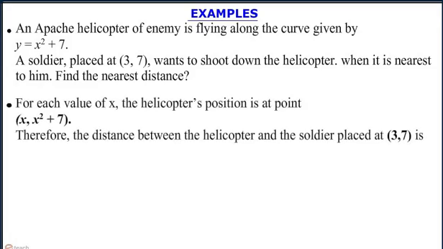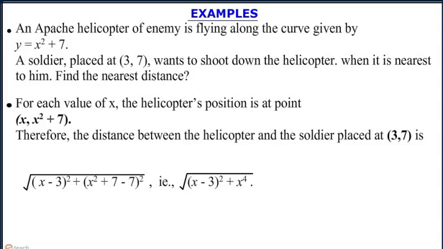Solution. For each value of x, the helicopter's position at a point is (x, x square plus 7). Therefore, the distance between the helicopter and the soldier placed at (3, 7) is root over (x minus 3) whole square plus (x square plus 7 minus 7) whole square, that is under root (x minus 3) whole square plus x to the power 4. Therefore, f(x) is equal to (x minus 3) whole square plus x to the power 4.